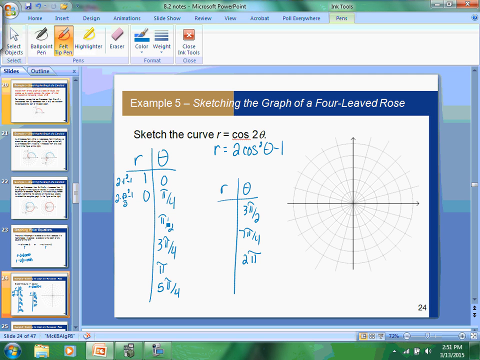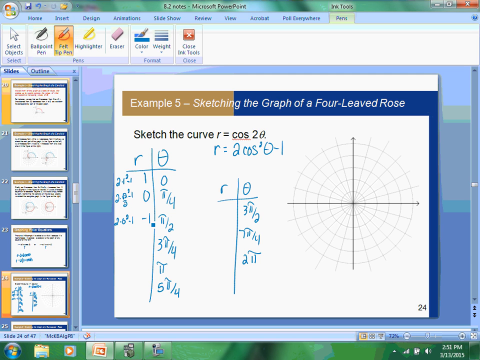Okay, for the pi over 2, the cosine of that is going to be 0. So 0 squared is 0, times 2 is still 0. 0 minus 1 is minus 1. So far this is pretty nice because I'm getting whole numbers. And they're all zeros and ones.